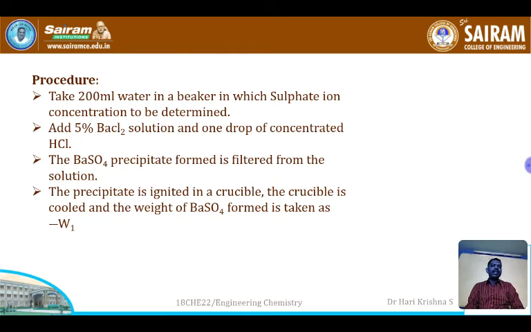The filtrate is kept aside. The precipitate is kept in the oven, dried and weighed. The precipitate is ignited in the crucible. The crucible is cooled to room temperature and the weight of barium sulphate is measured. Let us name it as W1.